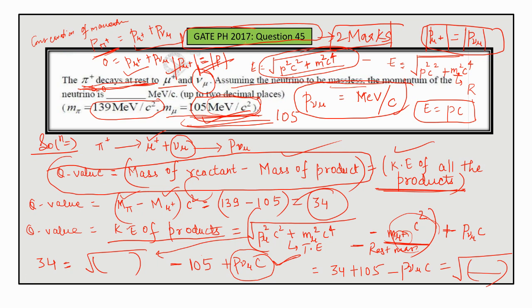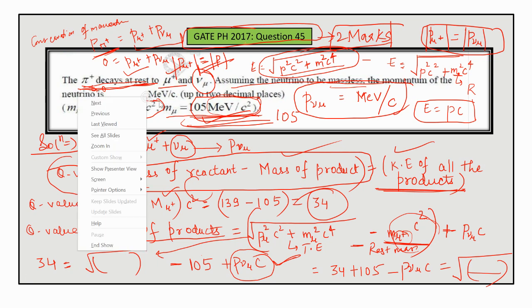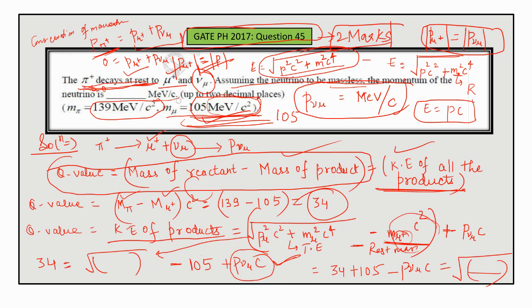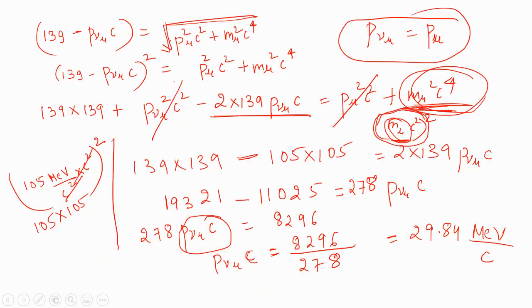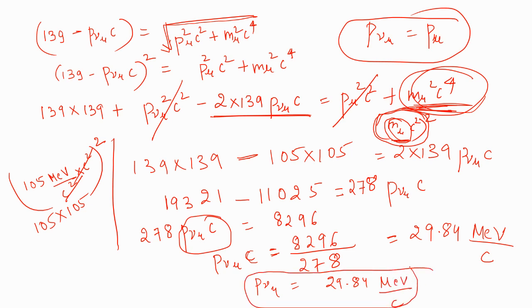Now I'll tell you why we have not taken this C to the denominator. Because in the question it is asked that you need to find out the momentum in MeV by C, right? See the unit, MeV by C. So you will take this C to the denominator and you will get 29.84 MeV by C. See, units are playing a main role here.